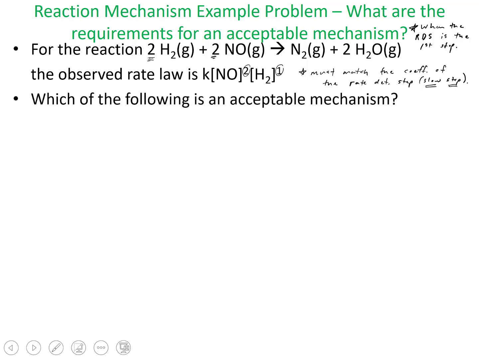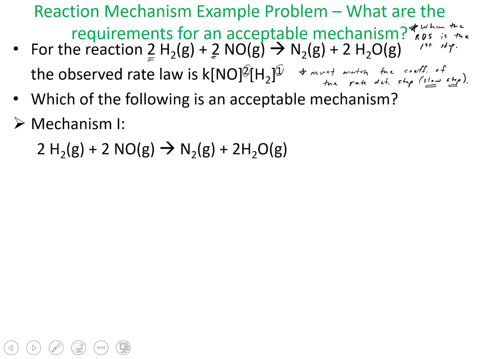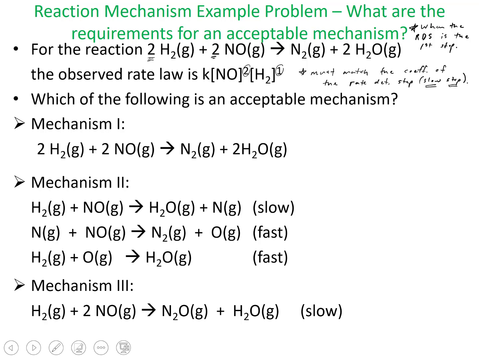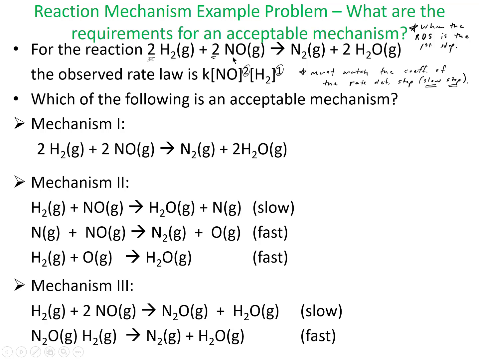Okay, so which of the following is an acceptable mechanism? Mechanism 1. Let's just put them all up here, and we'll take a look and see which one works and which ones don't and why. So mechanism 1 is proposing that this reaction occurs in one single step, just as written here. So the first thing that's true is this actually equals the overall reaction, so that works.